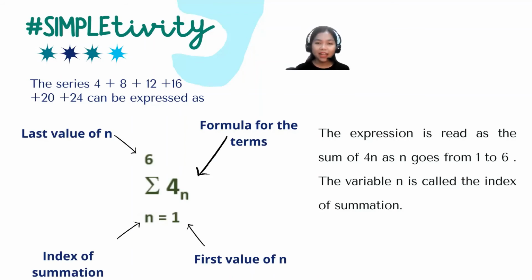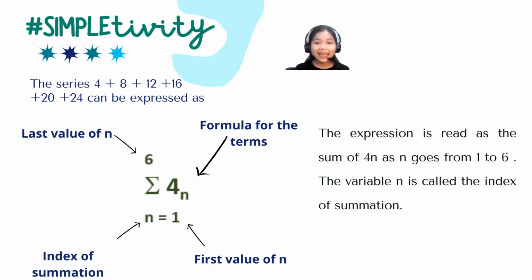Notice that these numbers are actually divisible by 4, right? 8 divided by 4 is 2. 12 divided by 4 is 3. 16 divided by 4 is 4. 20 divided by 4 is 5. And 24 divided by 4 is 6. So to express this into summation notation, we have this answer.